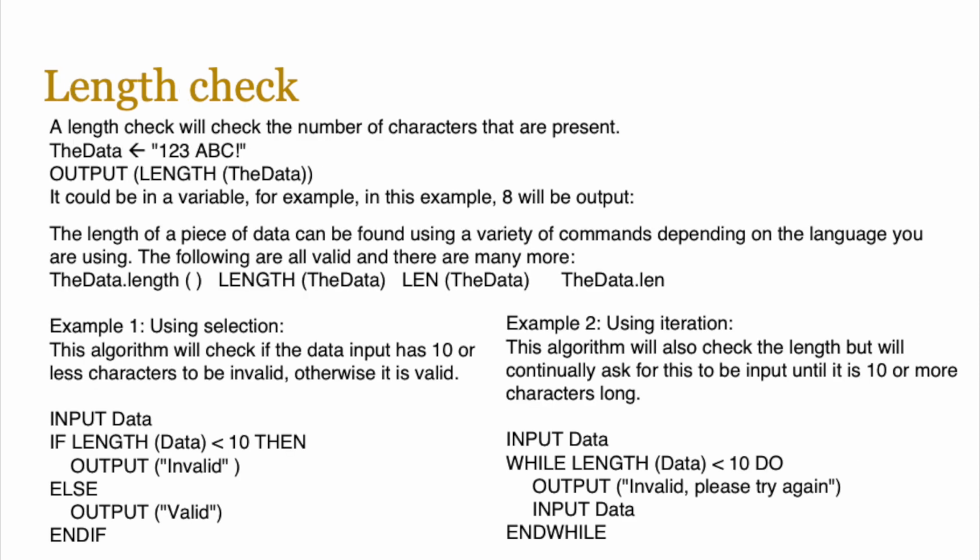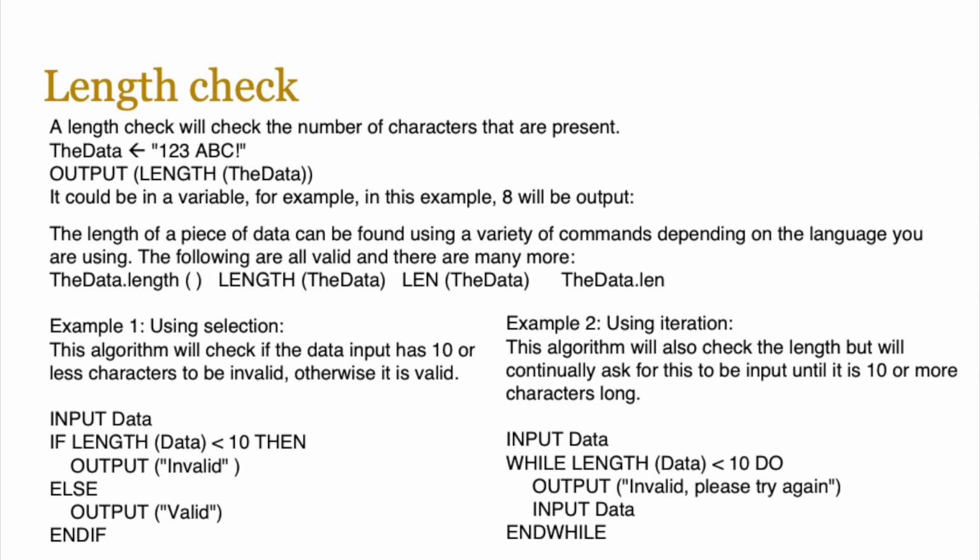The next validation check is length check. A length check will check the number of characters that are present. For example, the data is a string, and when you output length brackets the data, it will count the number of characters there are, including the spaces, and output that.